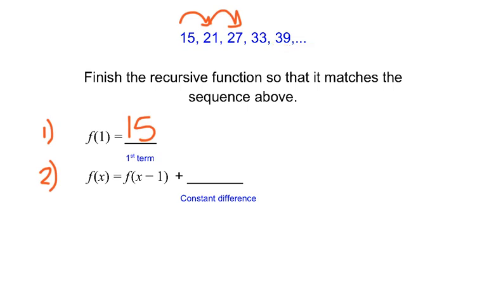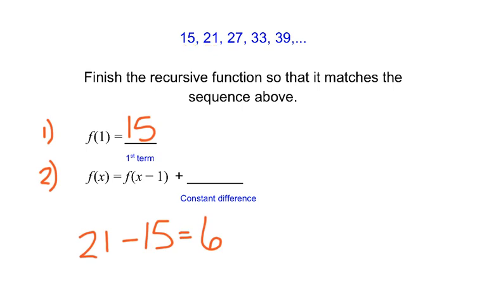So here, I'm looking at my sequence and I'm not quite sure what's happening. So the first thing I'm going to do is look and say, okay, if I take my second term and subtract the first term, let's figure out what's happening there. 21 minus 15 is 6. So if we're thinking correctly, to move from one term to the next, I think we're adding 6.